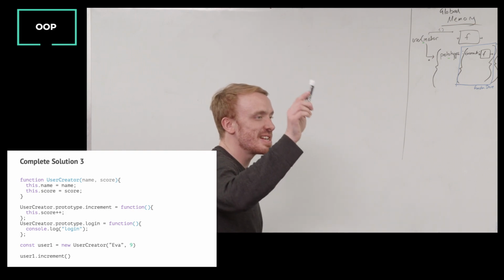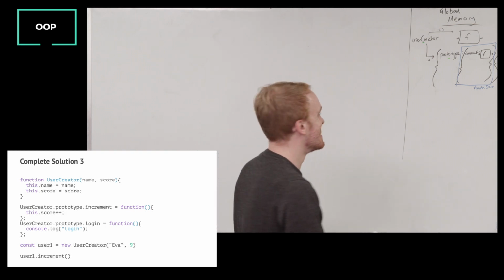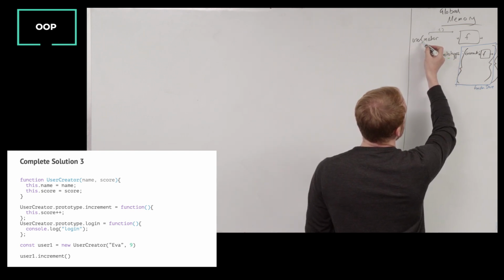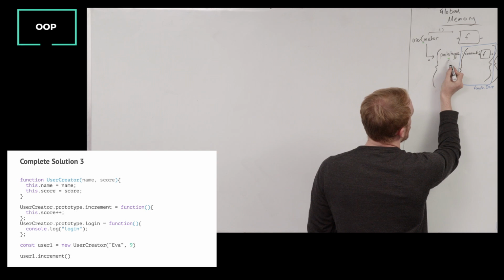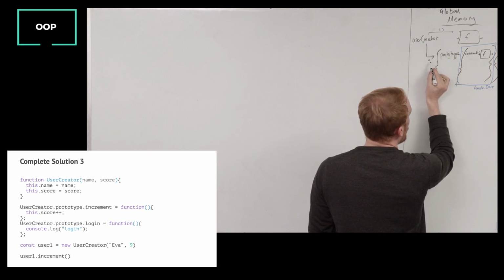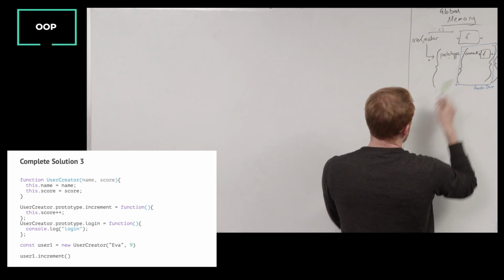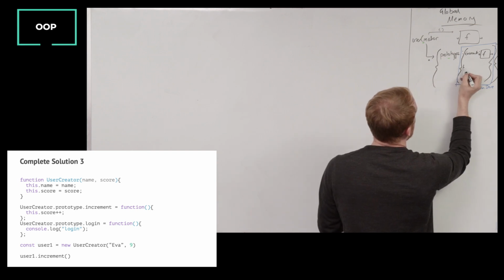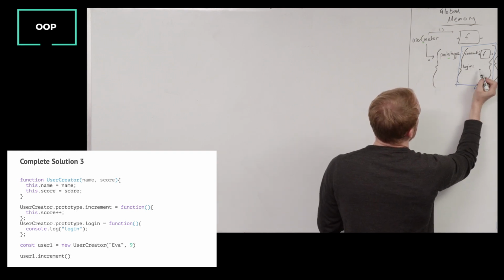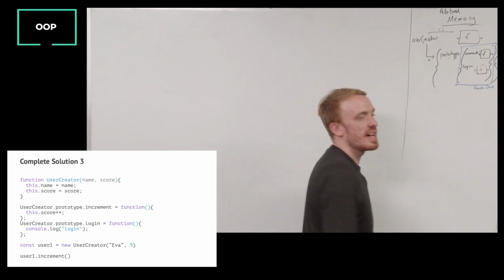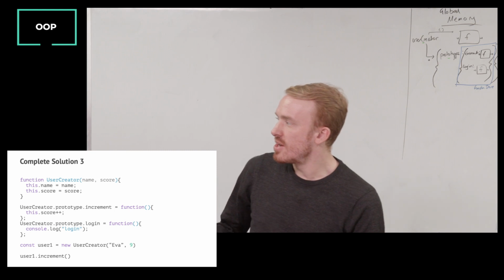Excellent. Next line, Mejan. Now we're going to the userCreator function. We're going to its prototype. So we're going to the userCreator function in its object version, right, in its prototype object version. And then we are creating an additional property called login, and we're assigning the function as its value. Fantastic, as a method.